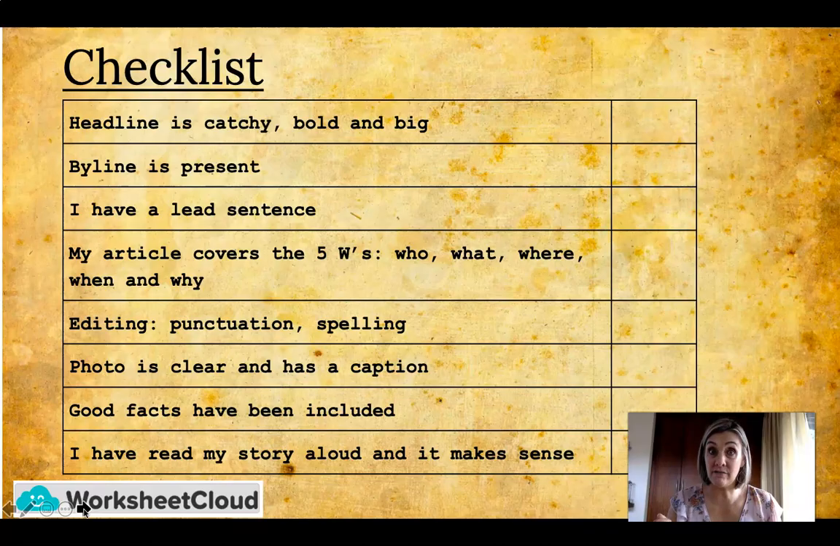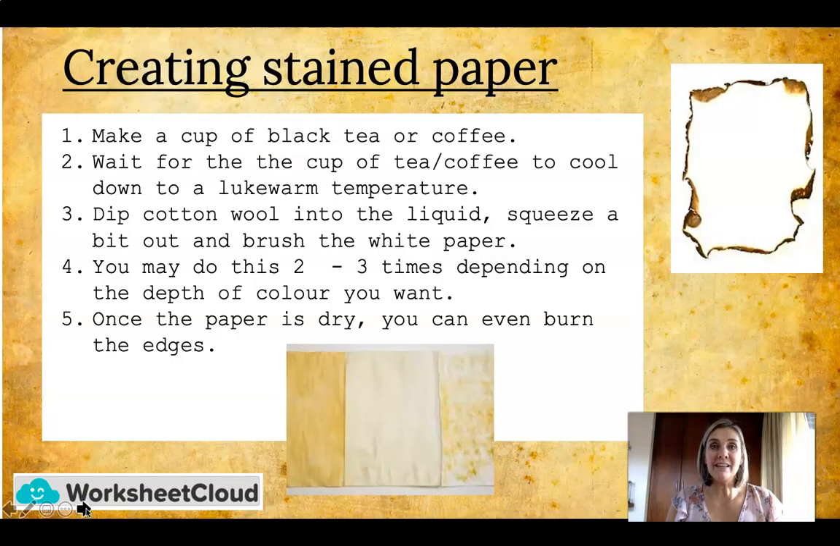There's editing, so I've underlined spelling and corrected it and put in punctuation where the sentence was too long and I needed to put in a full stop. My photo, I've included a photograph. It has a clear caption. Good facts have been included. And I've read my story out loud and it makes sense. Sometimes when you read something out loud, you suddenly go, oh, I missed that, or I should have put in this.